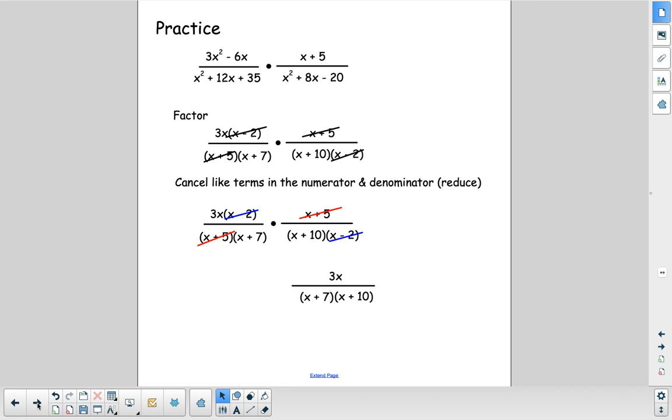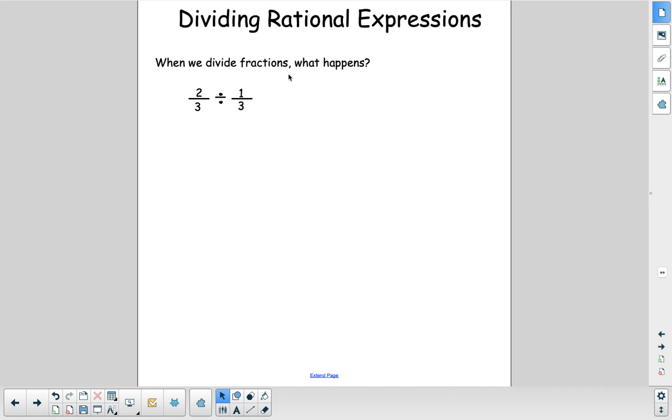So multiplying is not too bad. Dividing is real similar to multiplying. So let's look at that for a minute. When you divide fractions, what do we do? So if I have 2/3 divided by 1/3, how do I do that?